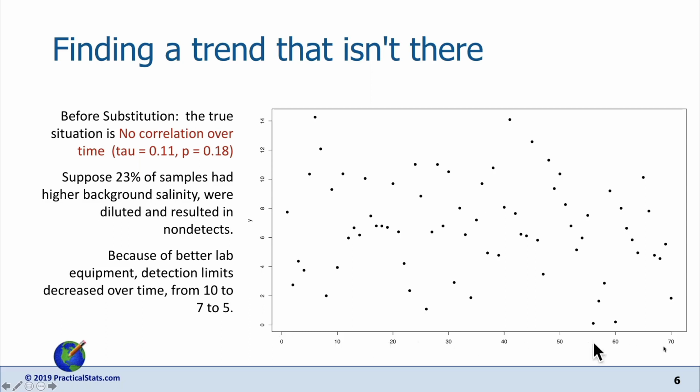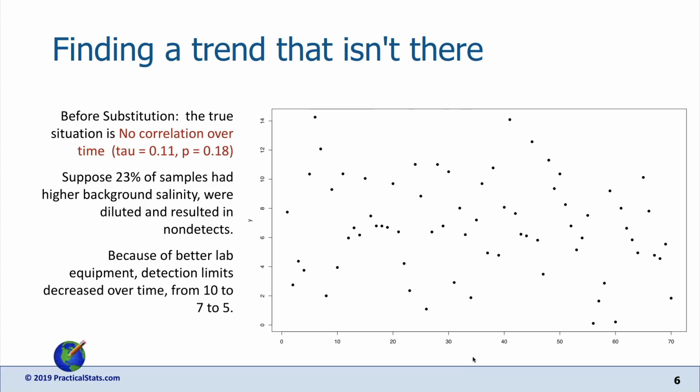And we're going to look at where the X values are going to be time in trend analysis. That's basically a definition of trend analysis, any analysis where one of the explanatory variables is time. So suppose we had 23% of the samples, which is what I did, but just roughly around a fifth of the samples had higher background salinity.